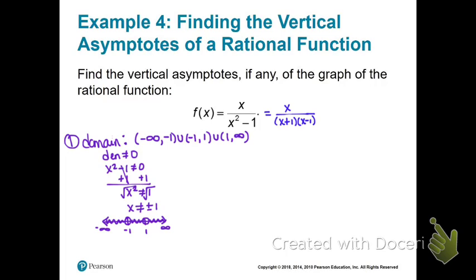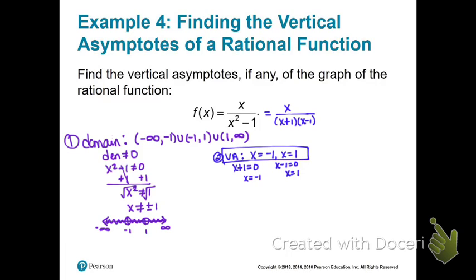Nothing canceled, so there's no holes, which means the vertical asymptotes are the uncanceled factors of the denominator. Well, which ones did not cancel? The x plus 1 and the x minus 1. Neither one canceled, right? So subtract the 1 and add the 1. And so vertical asymptotes at -1 and at +1, which is really what this one was asking for.